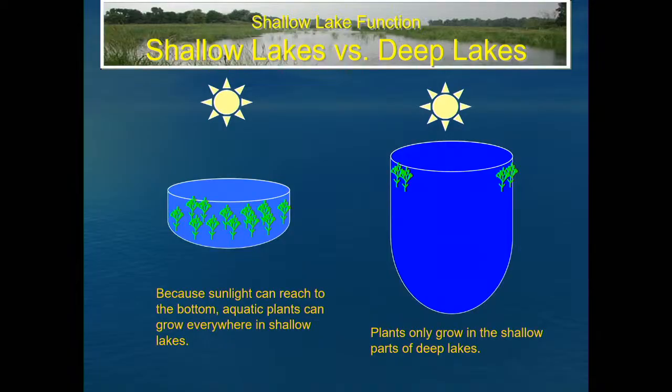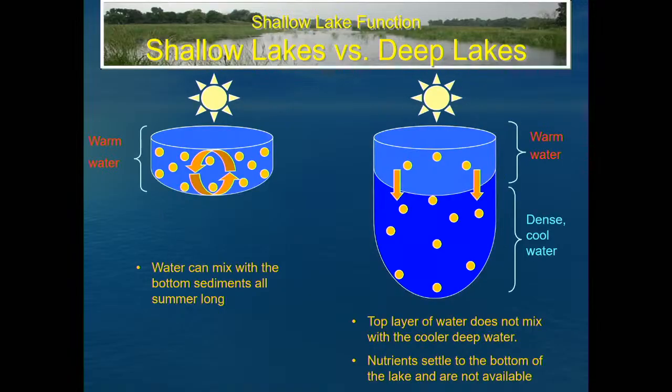And because of that, our plants can only really grow in that little bit of depth along the shoreline. So that's how these two different things operate. When you talk about wind and nutrients, the big thing is on a shallow lake, the wind can pretty much mix up the whole water column all summer long. With that, you're getting the bottom sediments also getting mixed, so that's bringing up nutrients.